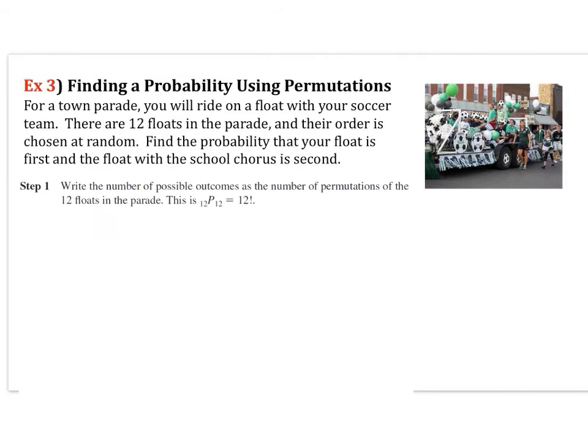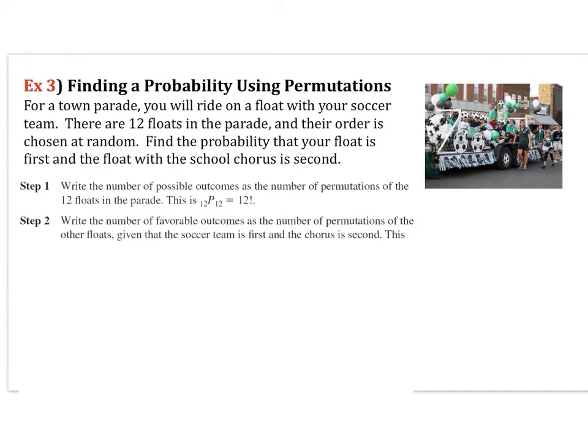Okay, so step 1, write the number of possible outcomes as the number of permutations of the 12 floats in the parade. So you've got 12 given 12, so that's just 12 factorial. Write the number of favorable outcomes as the number of permutations of the other floats, given that the soccer team is first and the chorus is second. So this is 10 permutations, so in other words 10 factorial.